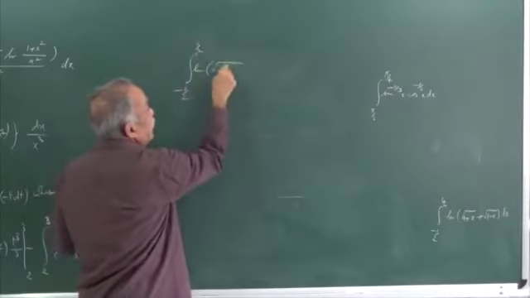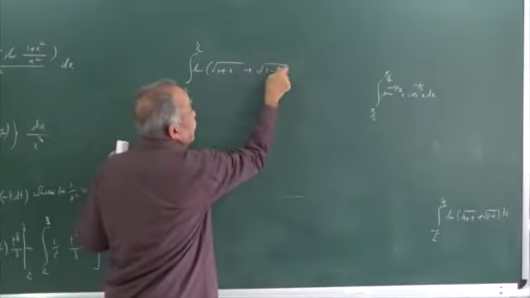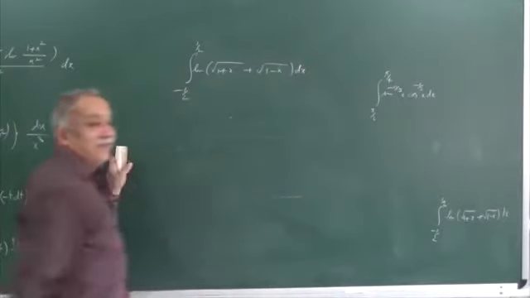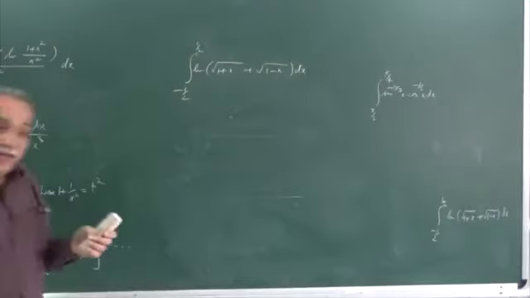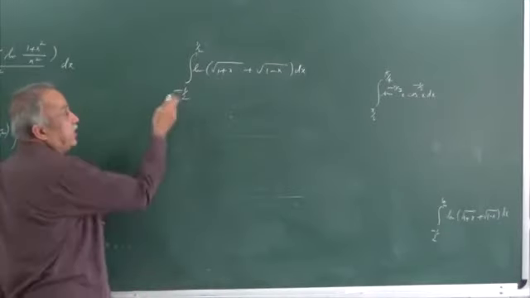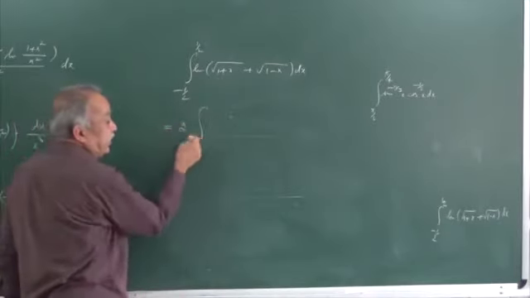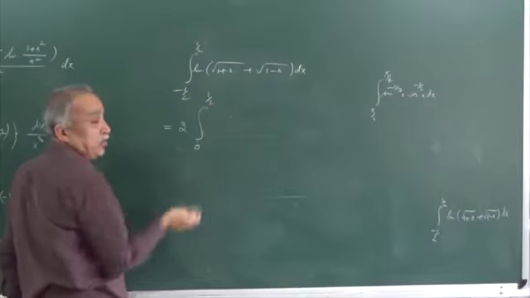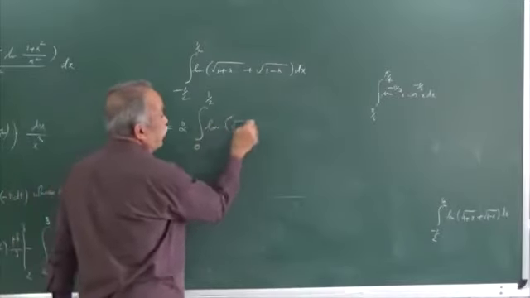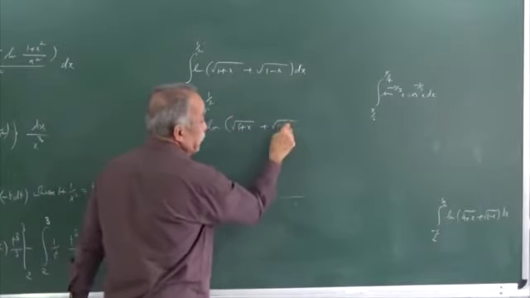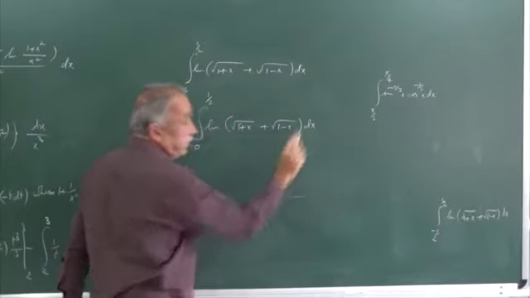log of root 1 plus x plus root 1 minus x. Okay, idea? Even function. First we observe that the integrand is an even function, so the integral may be written as 0 to half of log of root 1 plus x plus root 1 minus x. Very good.